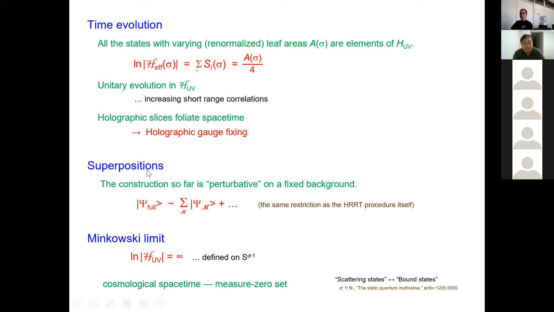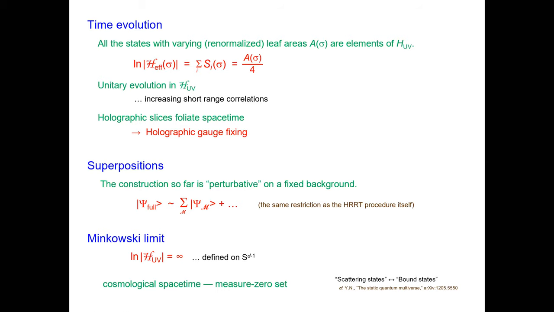And of course, there is some limitation because this is a semi-classical procedure. So you have to apply this to each branch, because in general, a quantum state is a superposition of totally different geometries. And then you have to do this procedure branch by branch. But nothing prevents us from doing it. So the Minkowski limit is clearly infinite. The true Hilbert space dimension is infinite. And then you can even do cosmology.